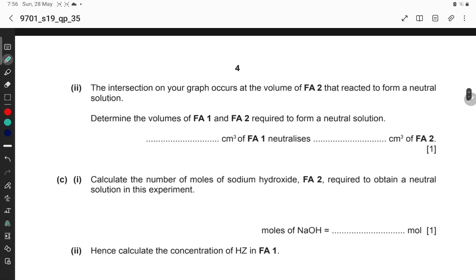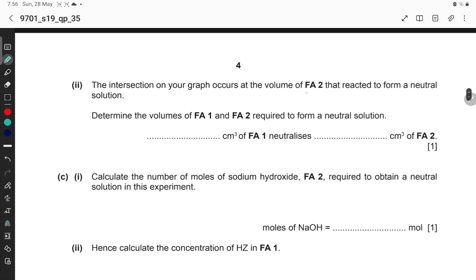Now the next question: the intersection on your graph occurs at the volume of Fa2 that reacted to form a neutral solution. Determine the volume of Fa1 and Fa2. We have Fa2 from the graph and the total volume is 40 centimeter cube. 40 minus 20 is equal to the volume of Fa1. So this is equal to 20 centimeter cube, and 20 centimeter cube of Fa2.